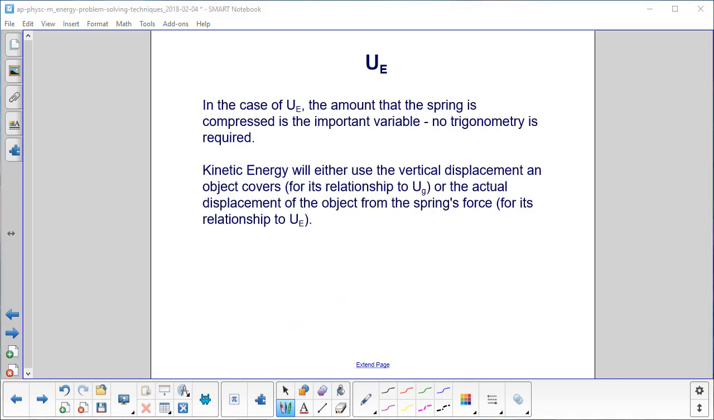Okay, how about elastic potential energy now? In the case of elastic potential energy, the amount that the spring is compressed is the important variable. No trigonometry is required. So now kinetic energy will either use the vertical displacement that an object covers, that's in the up and down direction when we want to relate it to the gravitational potential energy, or the actual displacement of the object from the spring's force when we relate it to elastic potential energy. So if a spring is compressed in this direction, this is our delta x for the spring. If it's up like this, this is delta x. We just align it with the spring.